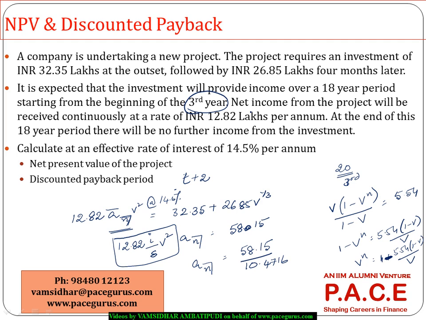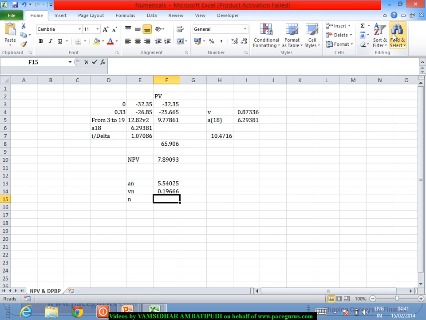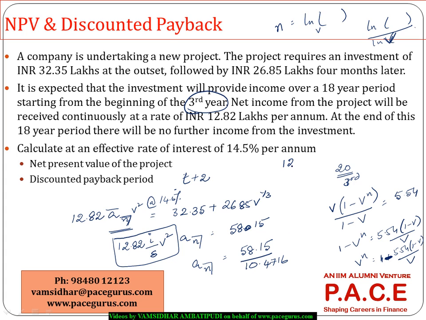So n will come out as log of this entire part to the base v, which is also written as log of this entire part divided by log v. So going with that, we can get n, where I take the log of this entire calculation divided by log v. This is giving me that n is around 12.01 years. So from here, 12.01 years from the beginning of the third year onwards. Because the first 2 years there are no cash flows, the overall discounted payback period in this case is around 14 years. 14.01 years is the discounted payback.